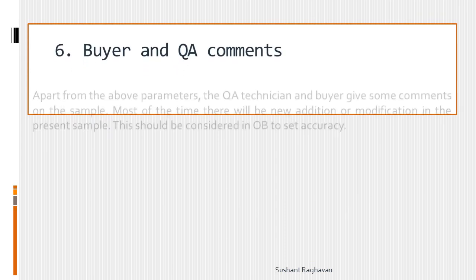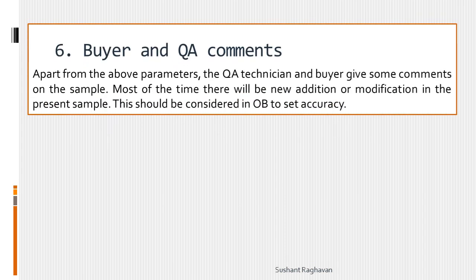Buyer and QA comments. Apart from the above parameters, the QA technician and buyer give some comments on the sample. Most of the time there will be new additions or modifications to the present sample. This should be considered in the OB to set accuracy.